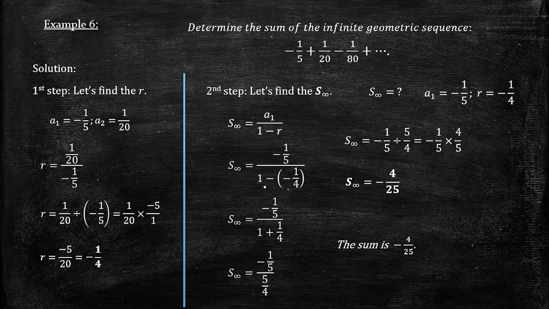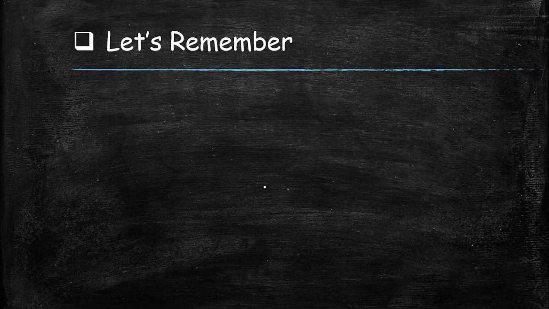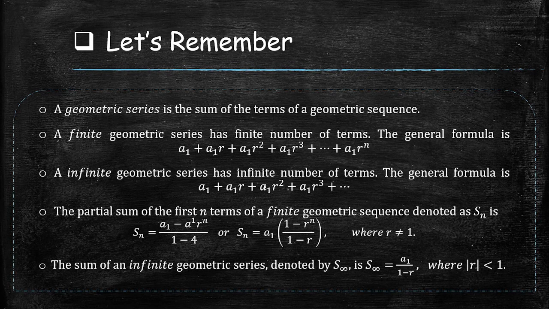So let's continue on the let's remember. So let's remember class, a geometric series is the sum of the terms of a geometric sequence. A finite geometric series has a finite number of terms. The general formula is a sub 1 plus a sub 1 times r plus a sub 1 times r squared plus a sub 1 times r cubed plus so on and so forth plus a sub 1 times r raised to n. An infinite geometric series has an infinite number of terms.